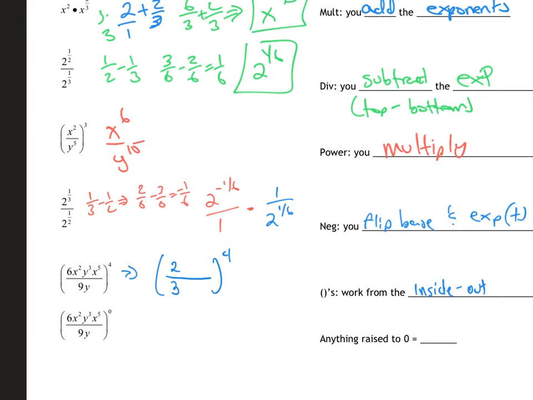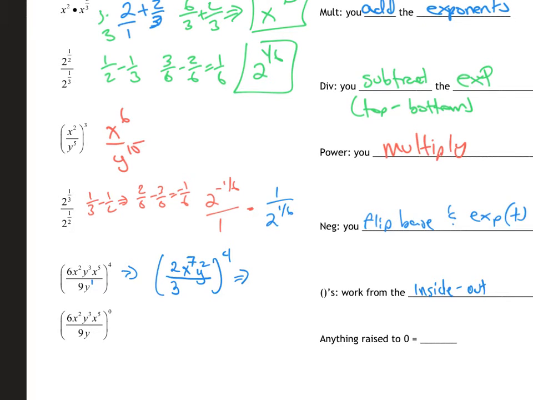Now with my variables, I'm adding the x's because I'm multiplying, so 2 plus 5 is 7, so I got x to the 7th. It's positive, so it stays up top. My y's, I got a 3, and then that's a 1 if there's nothing there. I'm dividing, so I'm going to subtract those. So 3 minus 1 is 2. 2 is positive, it goes up top.